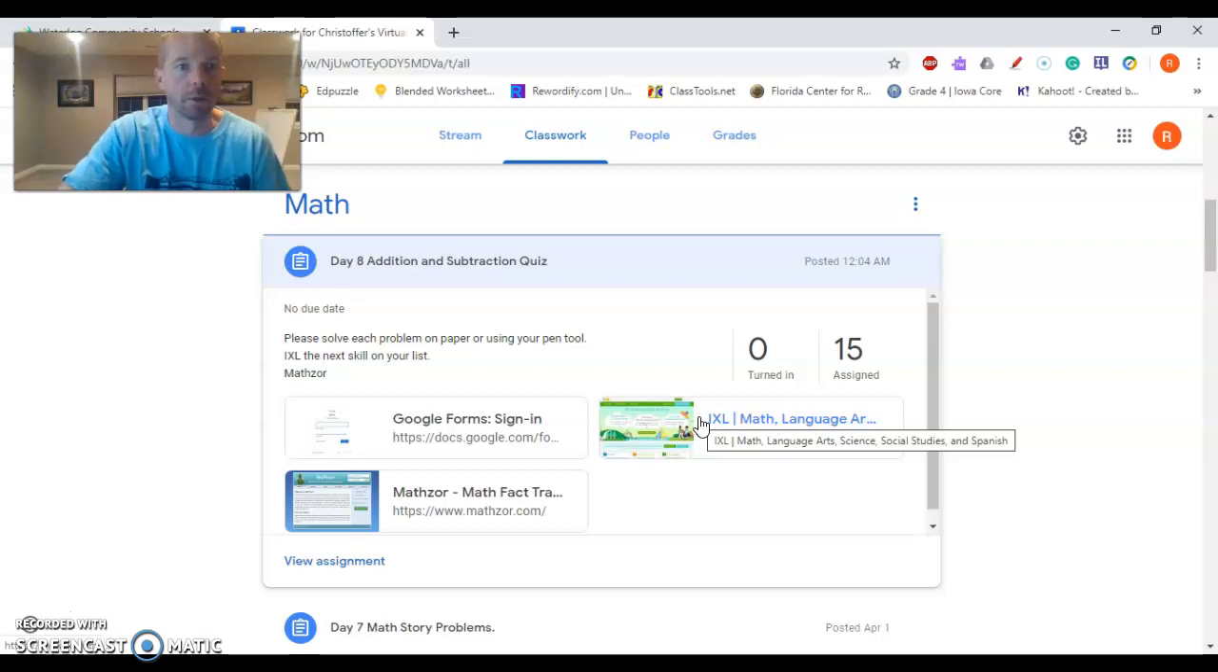If you did not get an email, maybe you just signed up on Google Classroom, let me know. I will get that sent to you. And then do a few lessons in MathSoar.